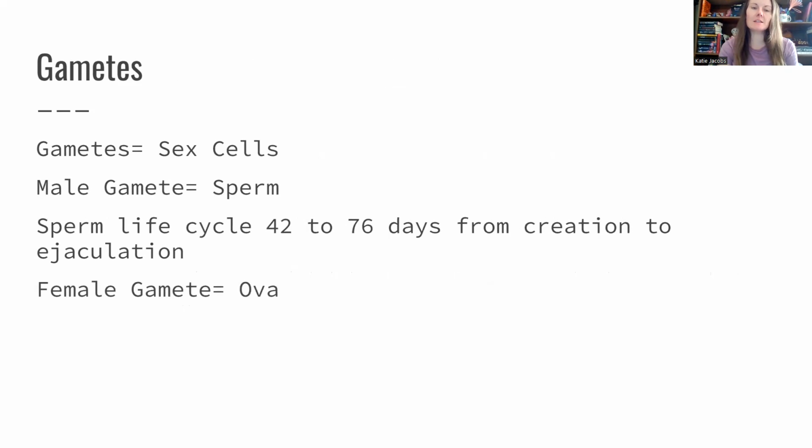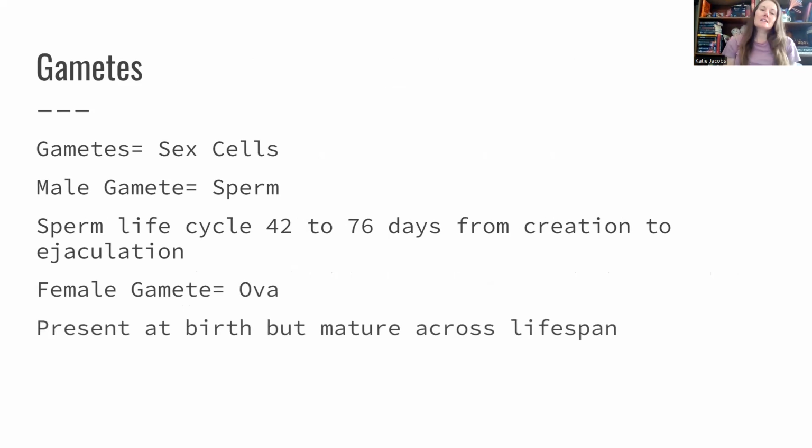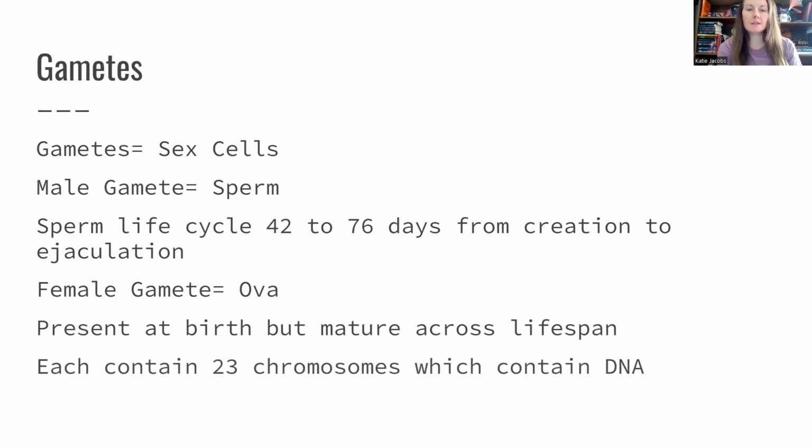The female gamete is the ova or ovum, also known as the eggs. These are present at birth, but they're not mature at birth, and so the ovum will mature across the lifespan. Each gamete contains 23 chromosomes, which contain DNA.